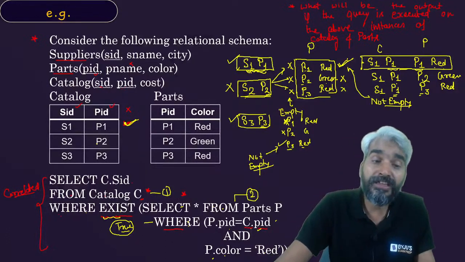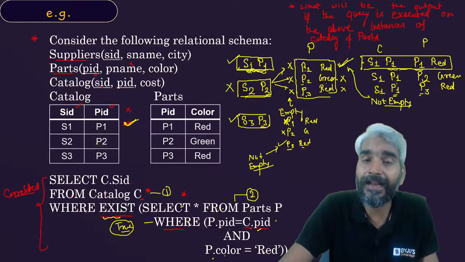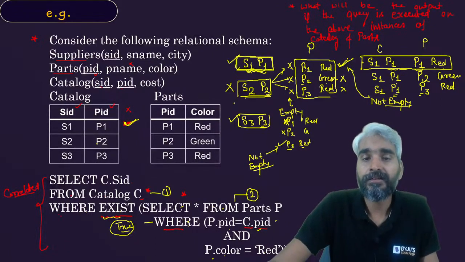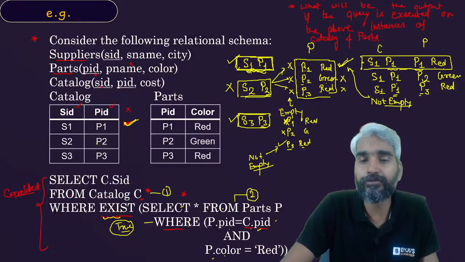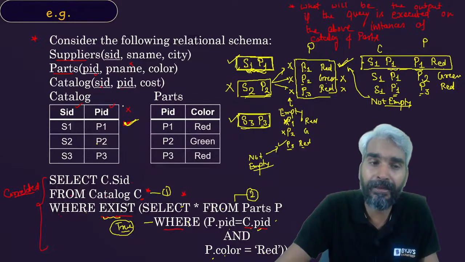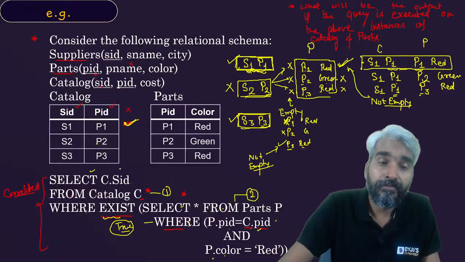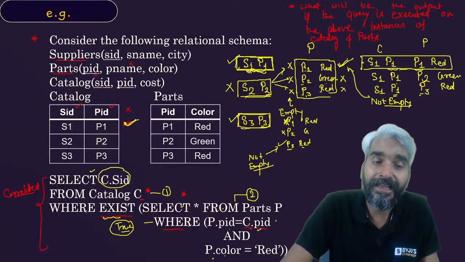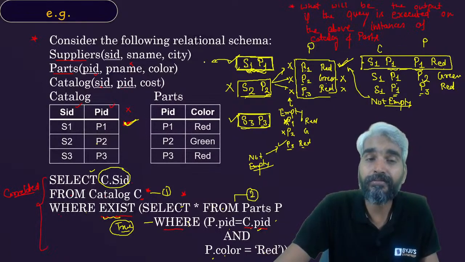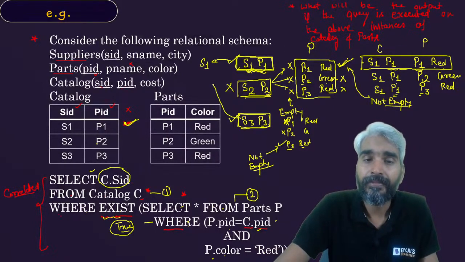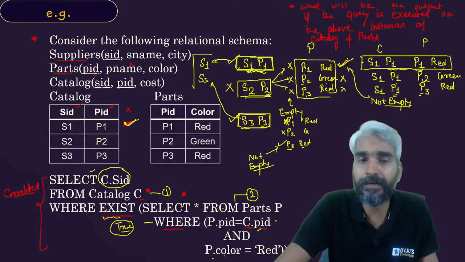Because of this WHERE condition, these two tuples are chosen, and from these chosen tuples, because of this SELECT clause, you will select the SIDs, that is S1 will be selected and S3 will be selected. Therefore, the output of this particular query will be S1, S3.